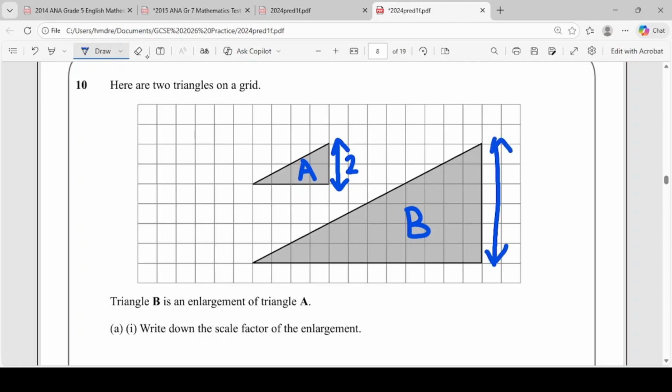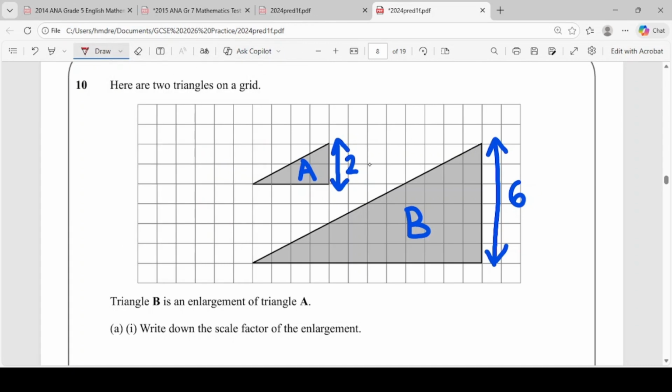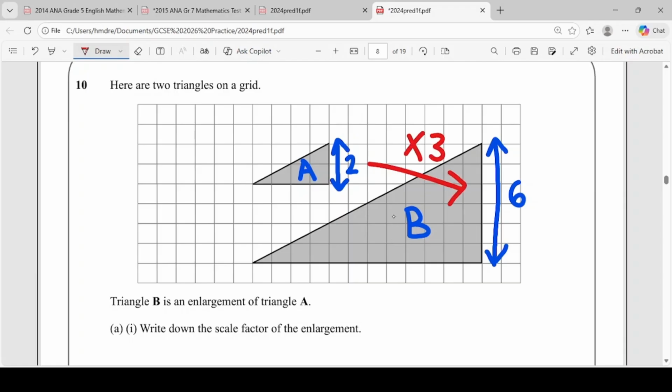This height here is 1, 2, 3, 4, 5, 6. So we can see if I wanted to go from A to B, if I wanted to go from the small triangle to the larger triangle, I had to times it by 3. Okay, so I went from a height of 2 to a height of 6. That means I've times it by 3. That is my scale factor. So it's as simple as that. So my scale factor is 3.